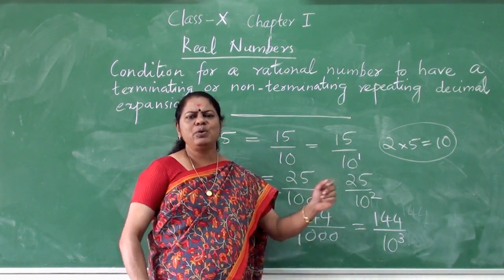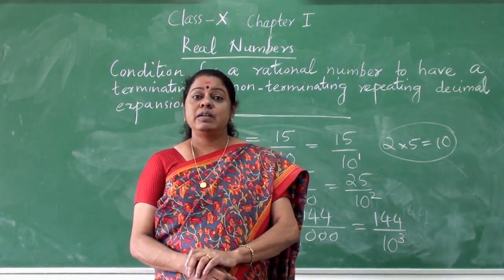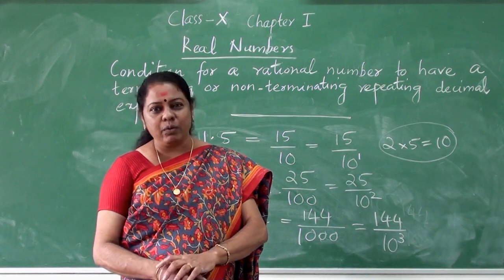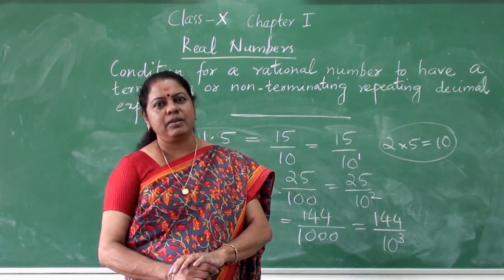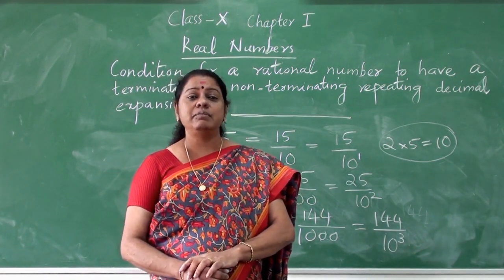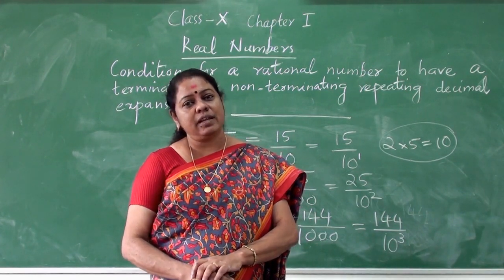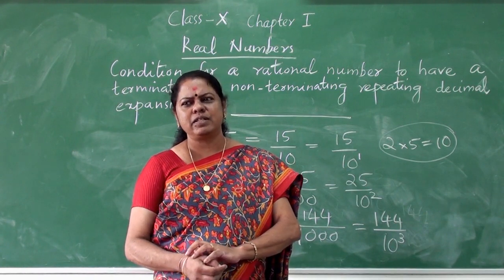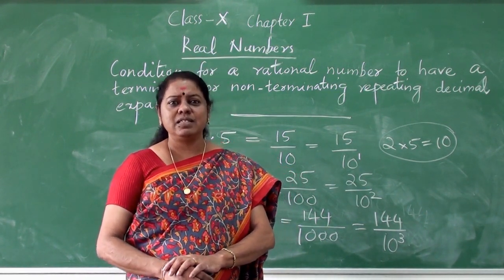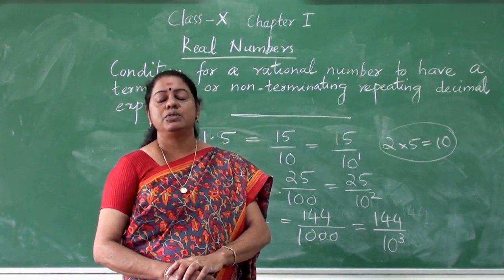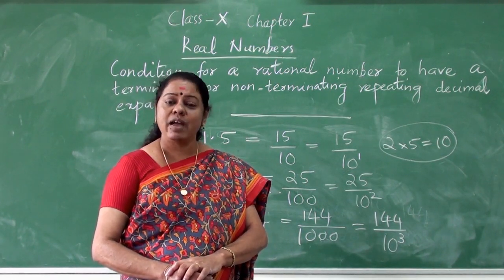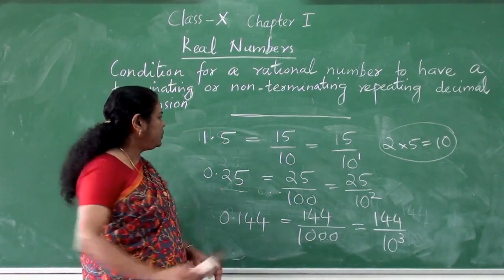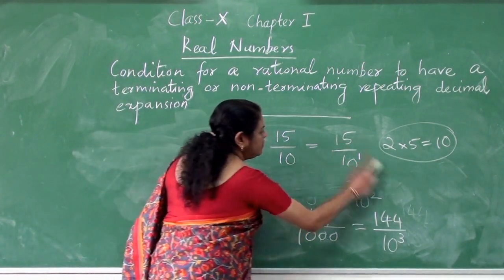Okay, now we are going to check whether both these 2's and 5's are needed as factors of the denominator of a rational number to have a terminating decimal expansion. For a rational number p by q to have a terminating decimal expansion, is it necessary to have both 2's and 5's as factors? We can check that. For that, consider the same number.